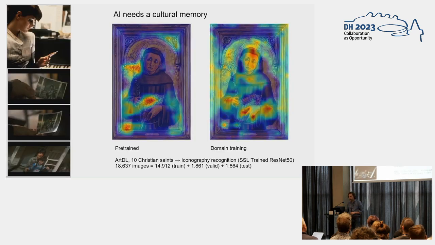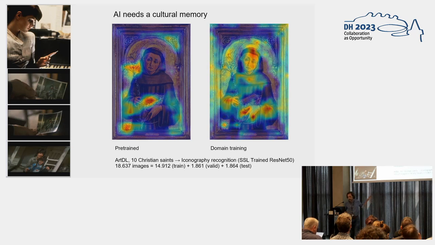And I want to remind you of Blade Runner and this idea of the Tyrell Corporation with the Nexus replicants, that it should have its own memory, that it should have its past. And this is also something we lack a lot in the current AI. It needs a cultural memory, and it needs digital humanities to give it the cultural memory and to have a domain training, as we heard before.